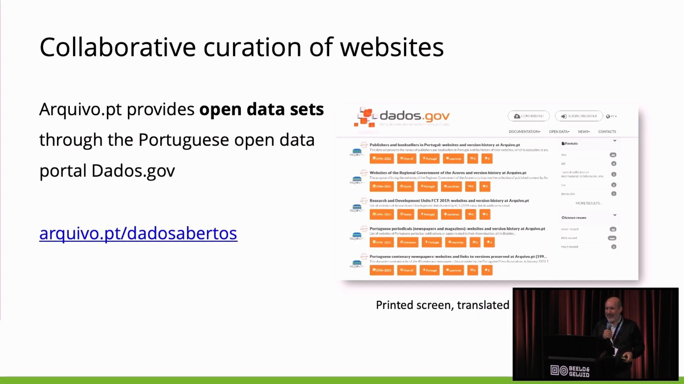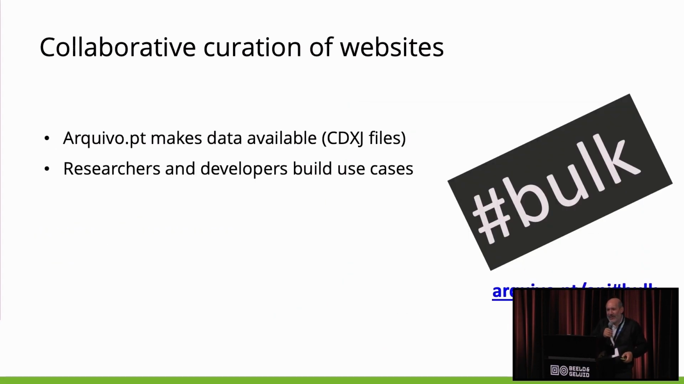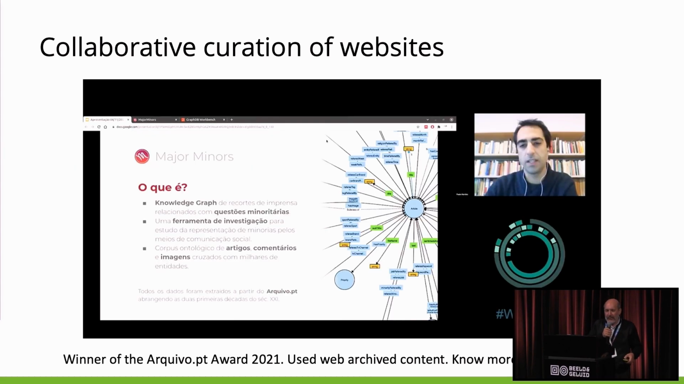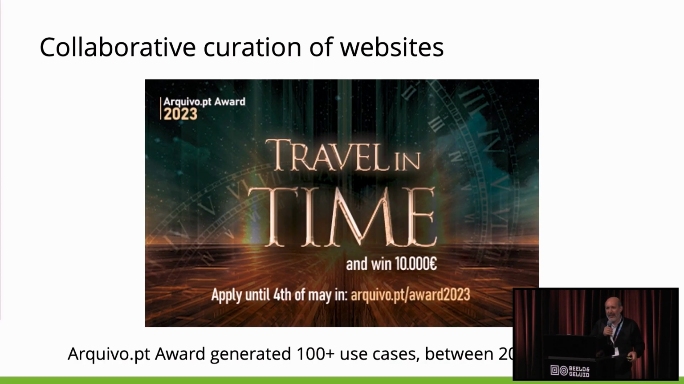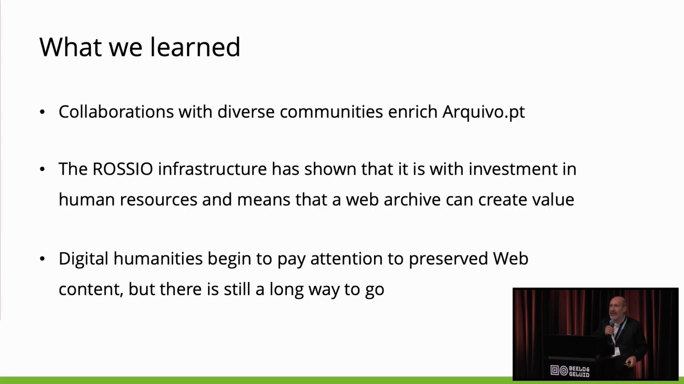This is something that you can do. We share all we can. Danielle presented this kind of thing that we made available to people. This is a use case, and Arquivo.pt is a source of use cases, more than 100 use cases. Between 2017 and 2022, we learned that collaboration with communities is enriching. The ROSSIO structure was very, very important.